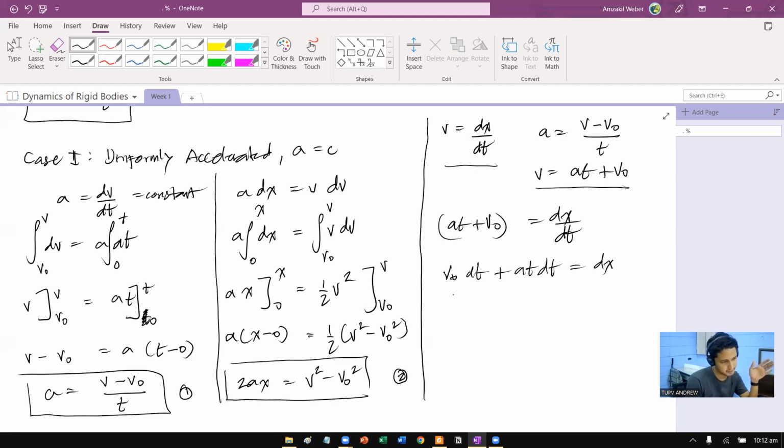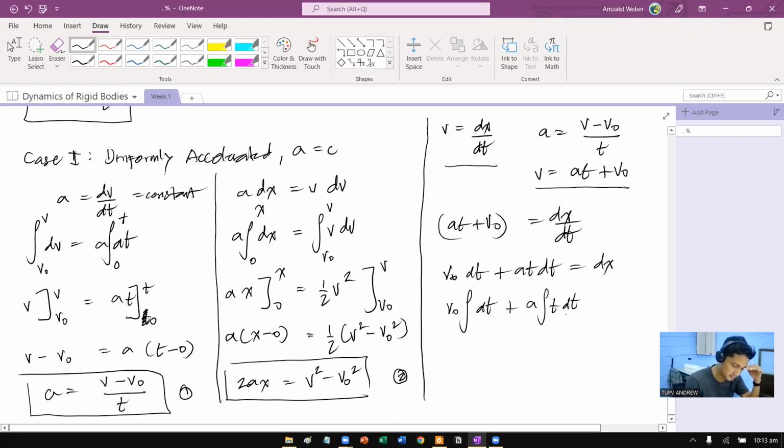No, because that is part of the boundary conditions that is already set. The only thing affected by acceleration is the final velocity. The final velocity includes the initial velocity, but the initial velocity itself is not affected by acceleration. So it should be v0 dt. And a can be made a function, but of course, it's illegal, so your differential is in terms of t.